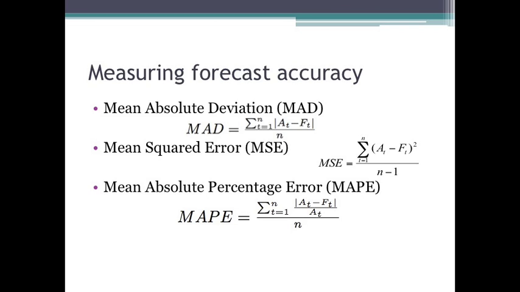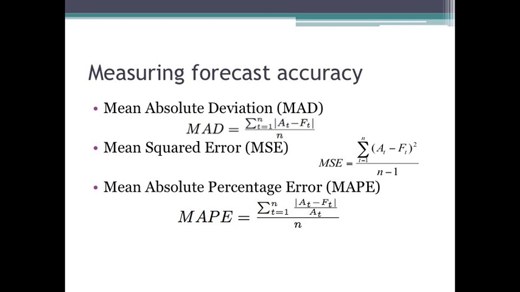Now, the second, mean squared error, well, you find that error, actual minus forecast, and in this case, you square it. So if you have an error of 2, you square that to 4. If you had an error of 8, you'd square that to 64. You sum those all up, and then you divide by the number of measurements minus 1.